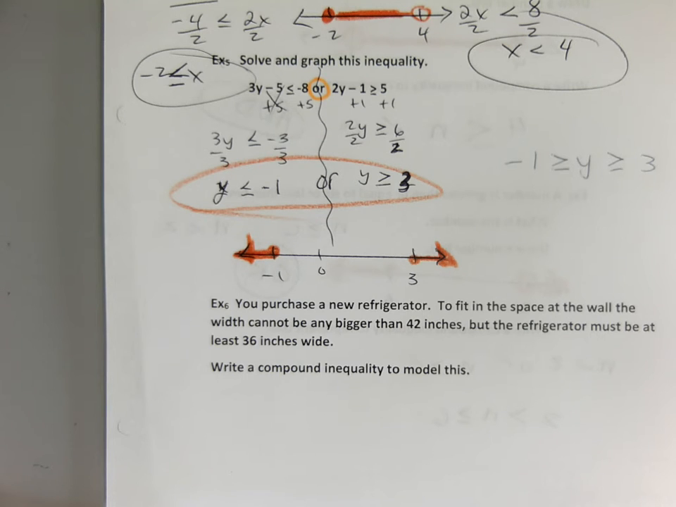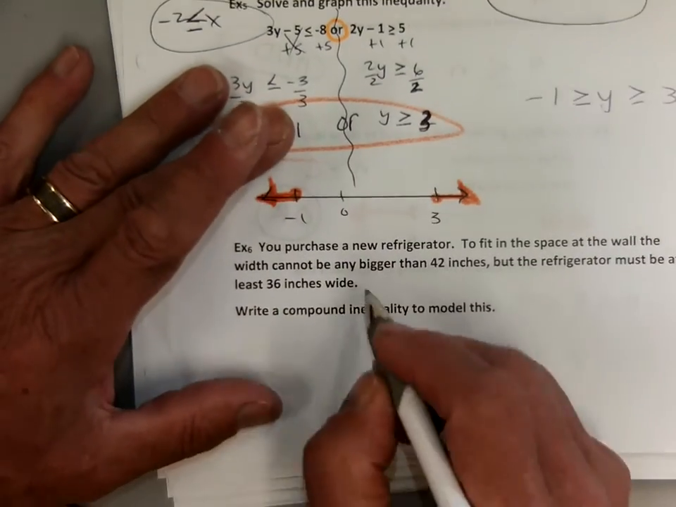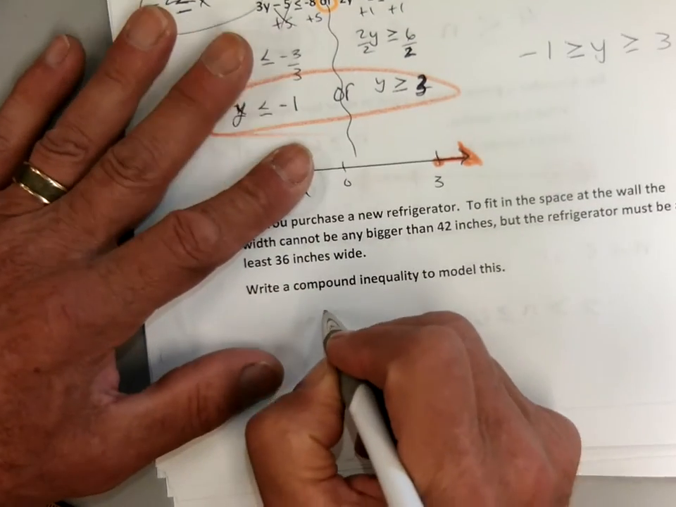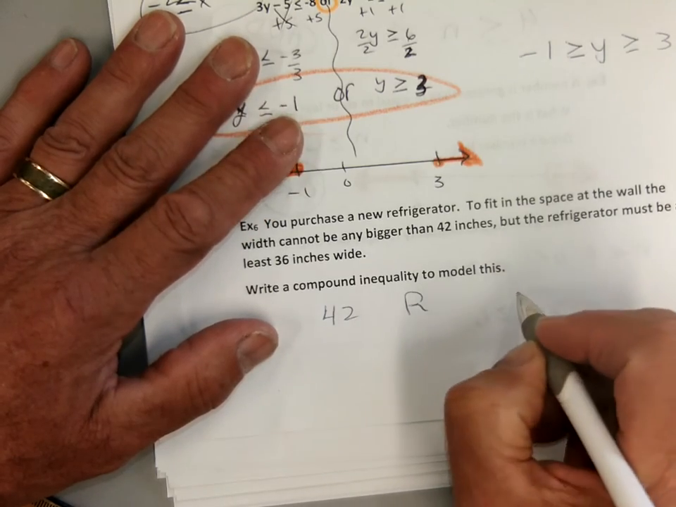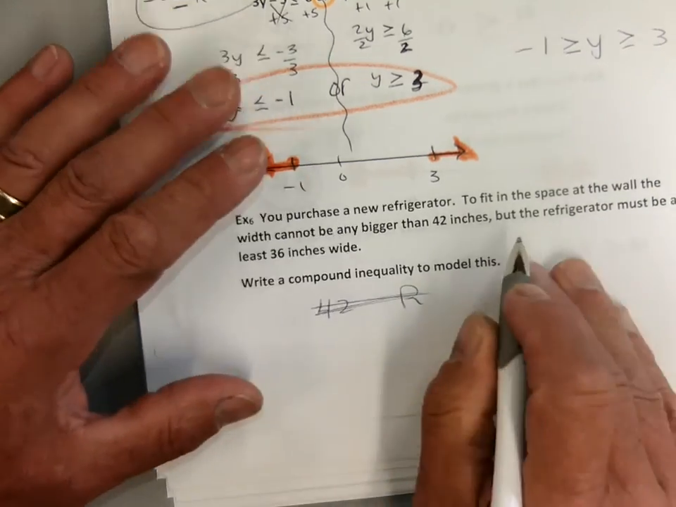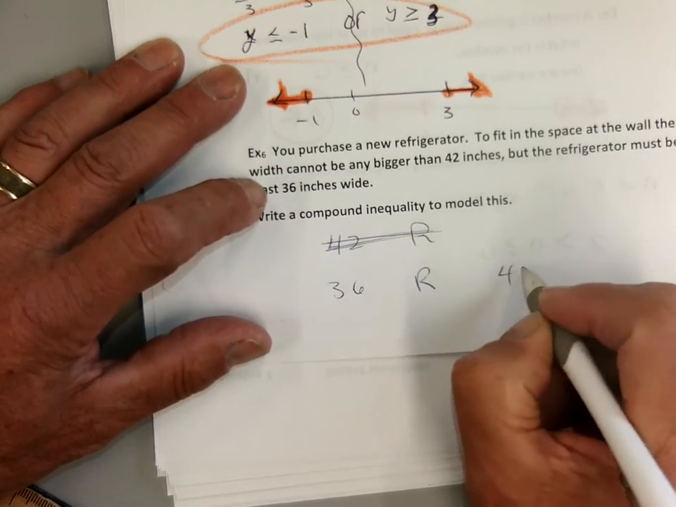So here's what I know: my refrigerator can be in between 36 and 42 inches. So this is a matter of whether or not you guys think. We'll go R for refrigerator, and I want 36, don't I? 36 less than R less than 42.